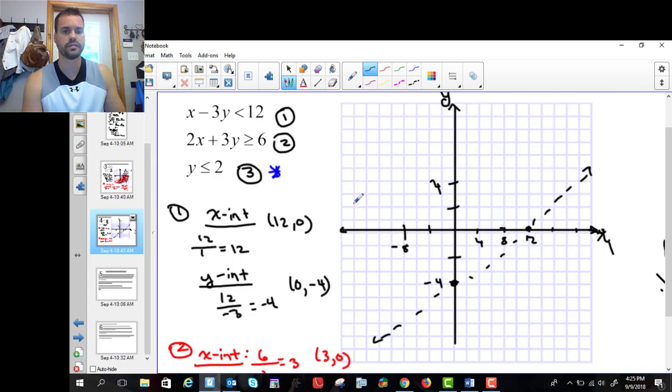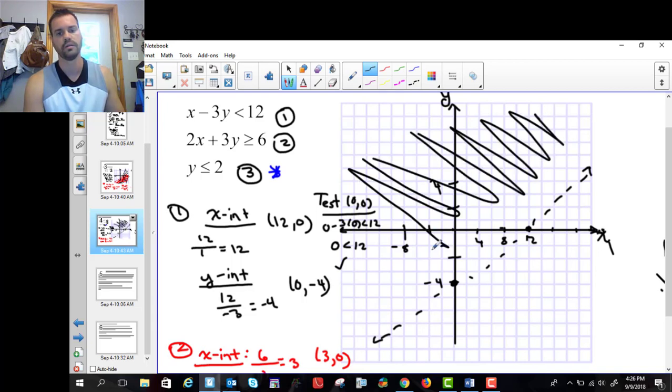And then we're going to test 0, 0, which is an easy one to test. If we plug that point into our equation, it becomes 0 minus 3 times 0 is less than 12. So the statement is 0 minus 0 gives me 0. That's less than 12. I say that's correct. And so that means that 0, 0 is a solution, which means everything up here is a solution. So there's our first graph.